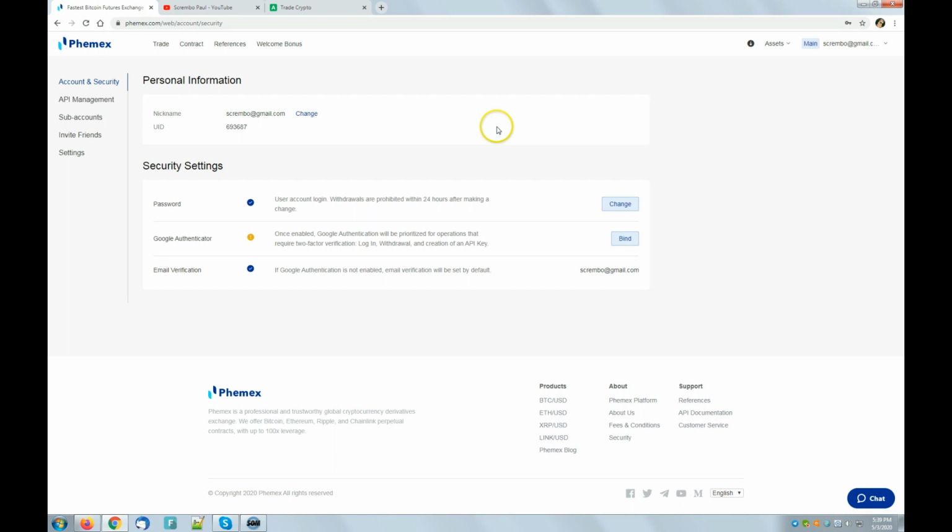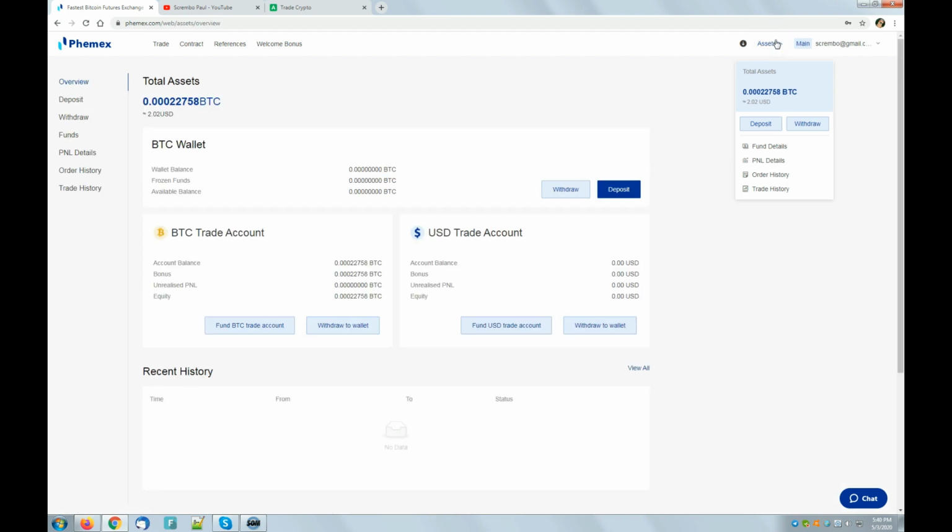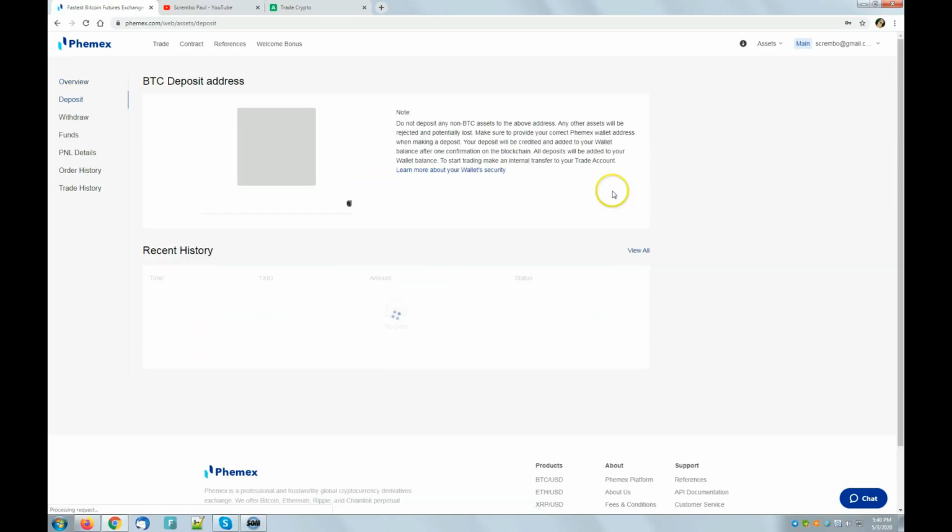The first thing we got to do is make sure that we have funds in our account in order to start trading. So once we've got our account ready to go, we have to click on the assets right here and then proceed in order to deposit into the BTC wallet, which is the main wallet every single person has to use. There is no other cryptocurrency you can deposit at the moment into Phemex. So click on deposit right here. You'll receive the address. You proceed with your deposit right there.